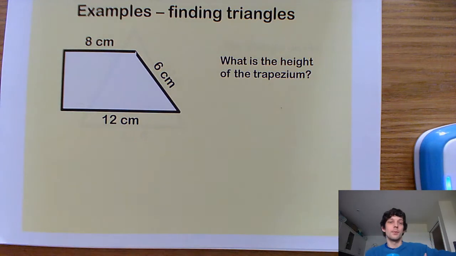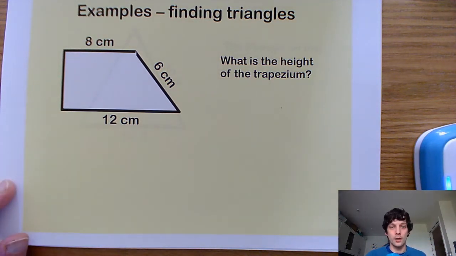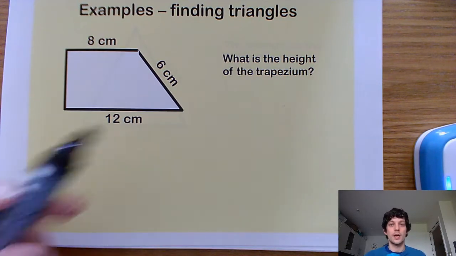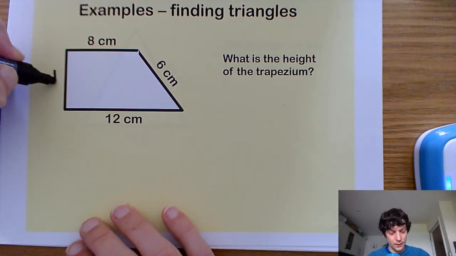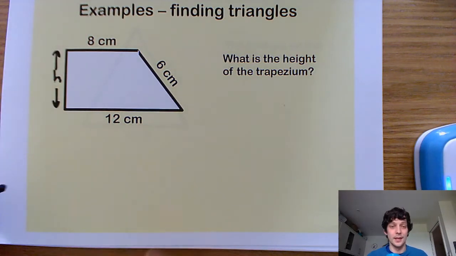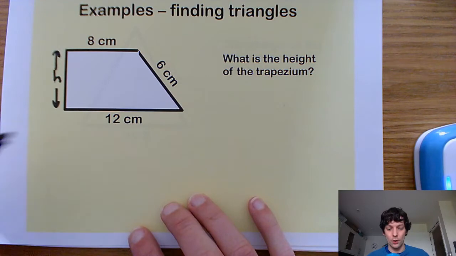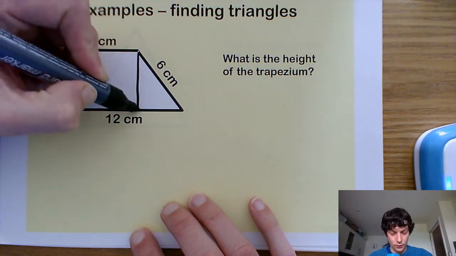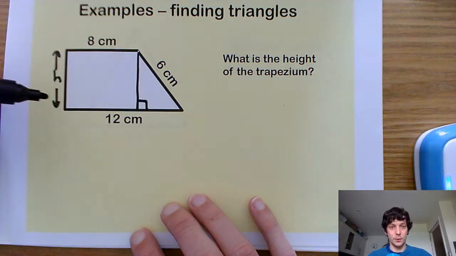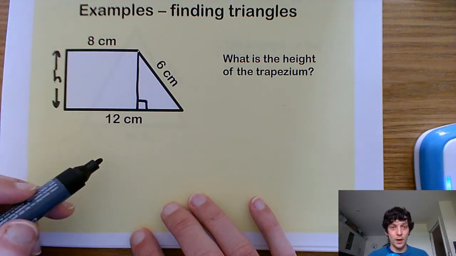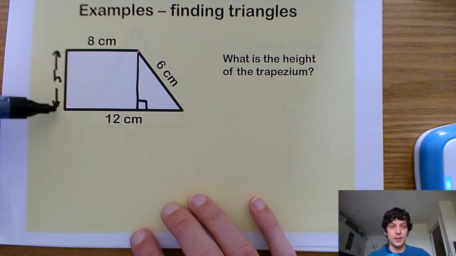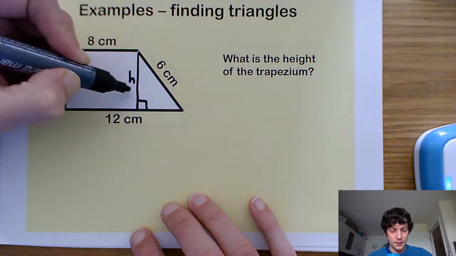Okay, the fourth example is when we don't have a triangle that we're given. We have to find the triangle for ourselves. So here we've got asked to find the height of a trapezium. So I want to find out, let's call it h, this height here. Well, I've not got a triangle here. Can you see a right angle triangle in there? Hopefully you can. Hopefully the right angle triangle you're seeing is this one here. And the reason why that's so useful is this height that we want to find is this height here.